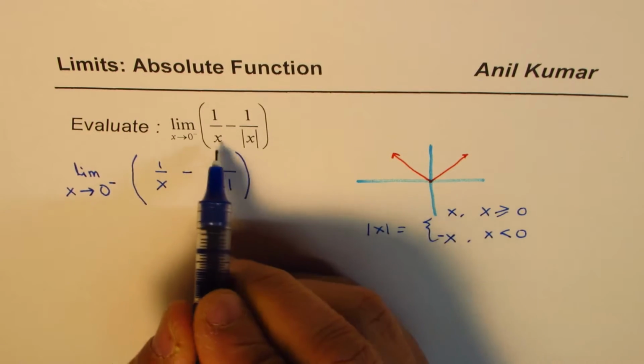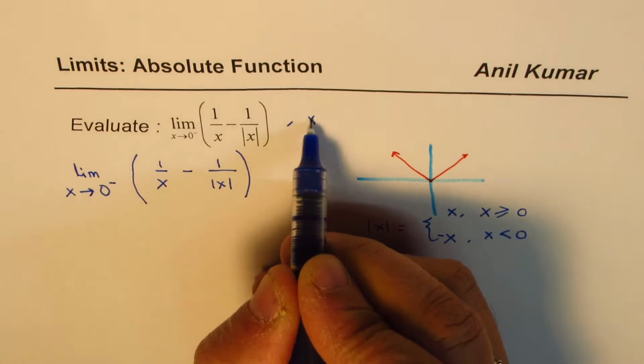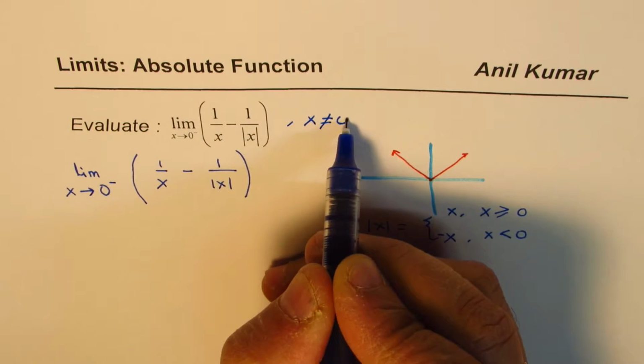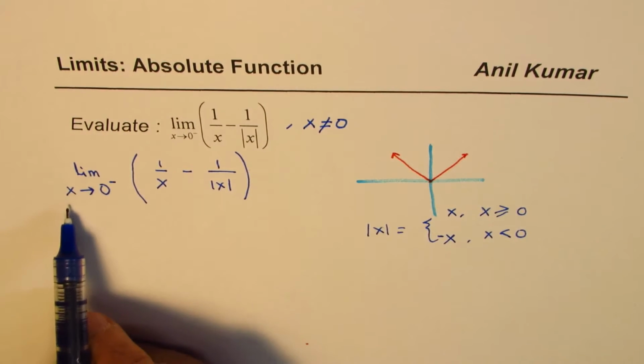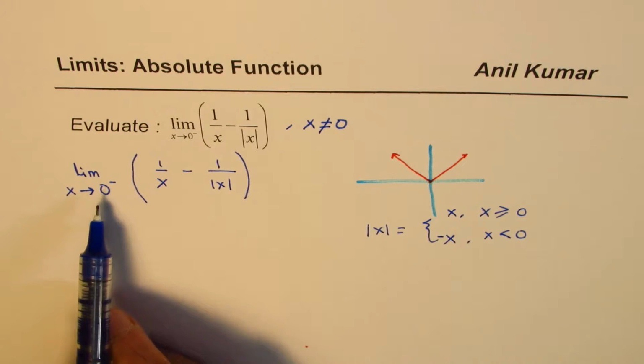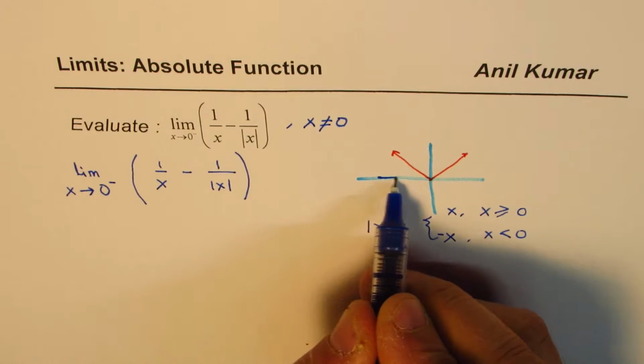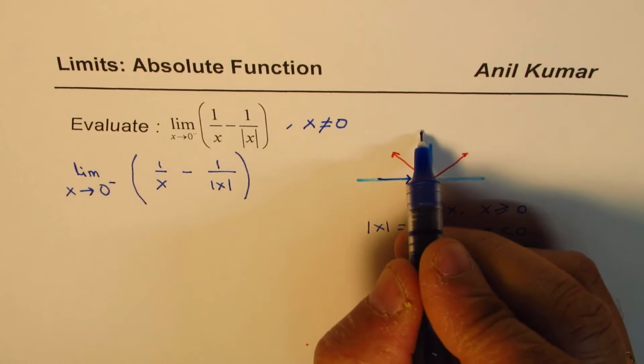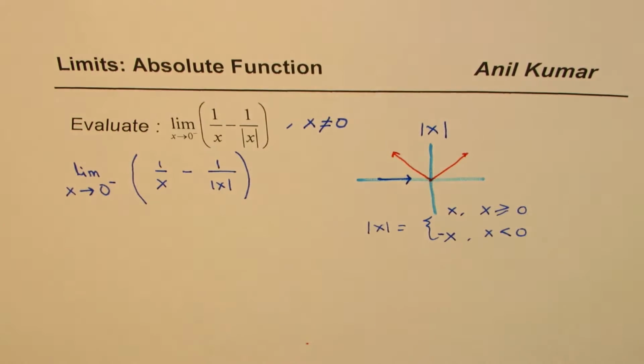Now in this expression, x is in the denominator, so definitely x is not equal to 0. So when we say the limit of the function as x approaches 0 from the left side, the negative side, we are approaching from this side. This is for absolute x only, right?